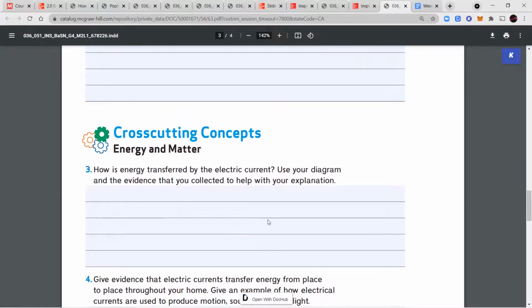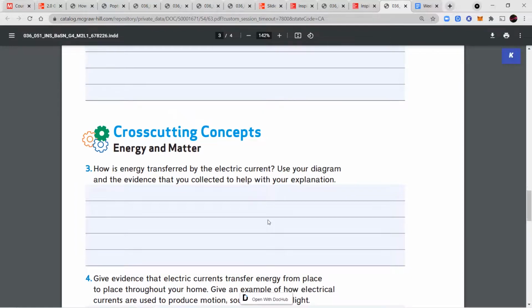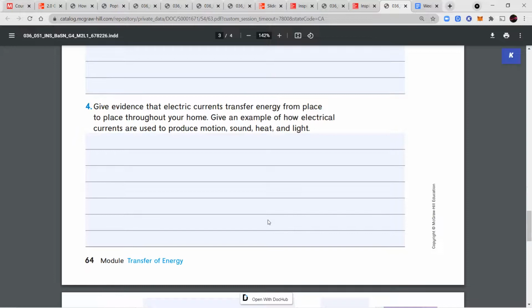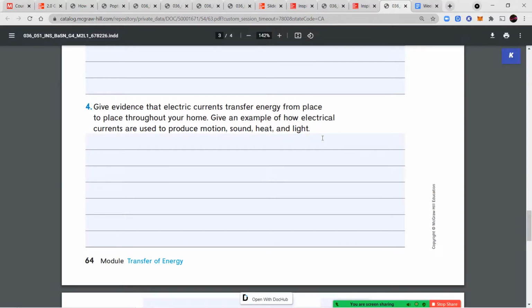Use your diagram and the evidence that you collected to help with your explanation, and then give evidence that the electric currents transfer energy from place to place through your home. Give an example of how electrical currents are used to produce motion, sound, heat, and light. So you need an example of each one of those things.